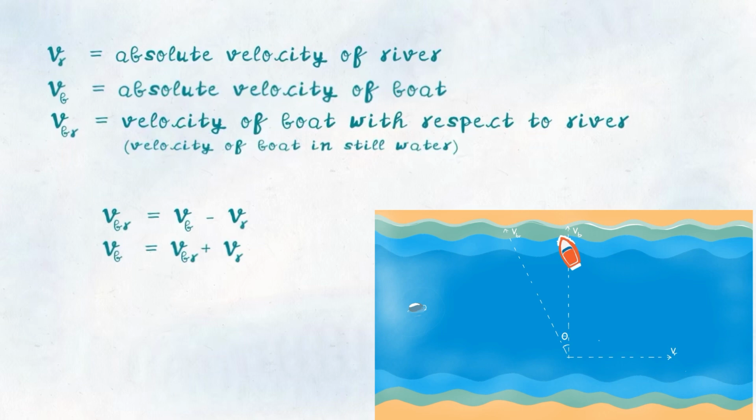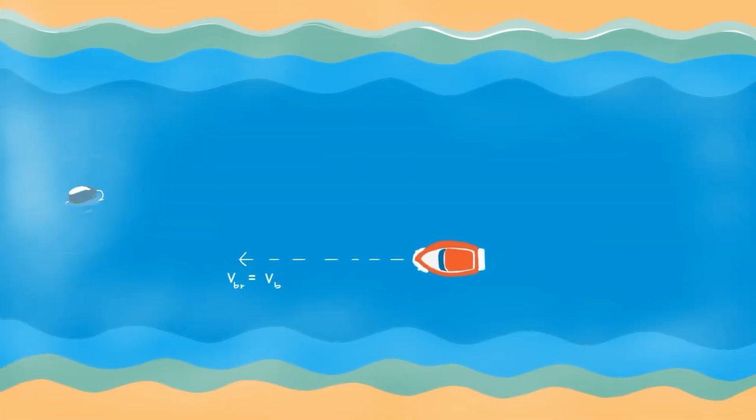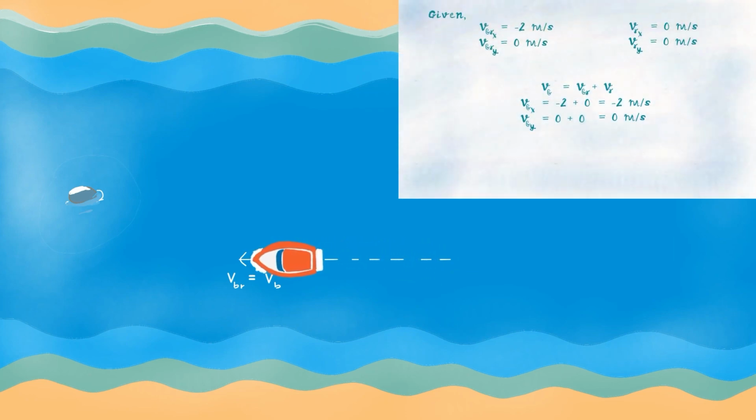With the help of some scenarios we will try to understand the way to find actual velocity. In this scenario, the boatman is steering the boat in still water along negative x-axis. We can see that the actual velocity of the boat seen from the ground is the same as the steering velocity.